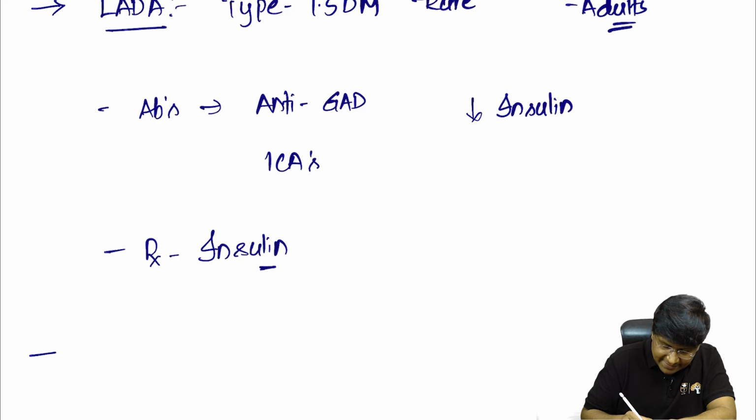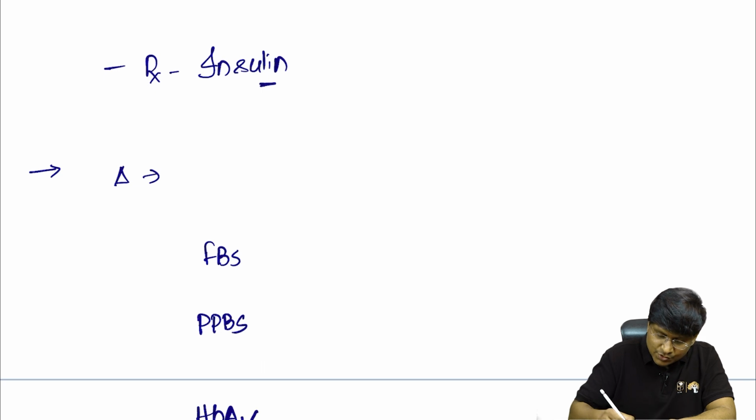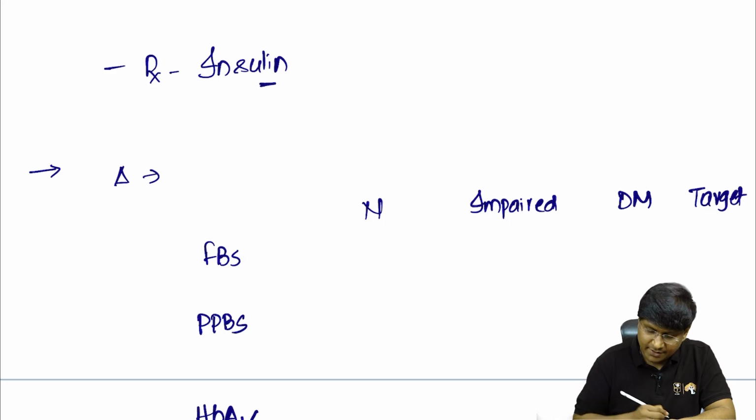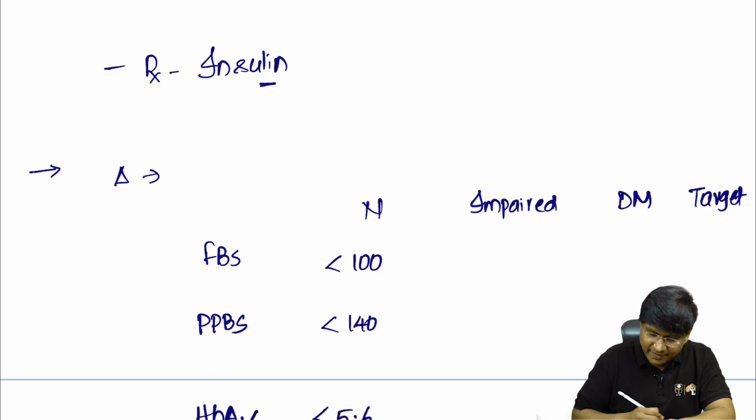Then followed by that, you need to know how to diagnose this diabetes mellitus. Diagnosis of diabetes mellitus is based on fasting blood sugar, postprandial blood sugar, and then the HbA1c. So you should know the normal value, when you call it impaired values, when you call it a value of diabetic range, and what should be the target value, right? So the normal value of your FBS should be less than 100, PPBS should be less than 140, HbA1c should be less than 5.6.